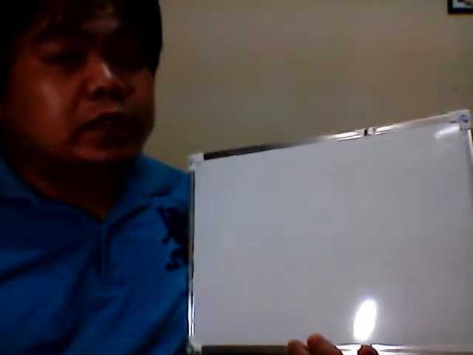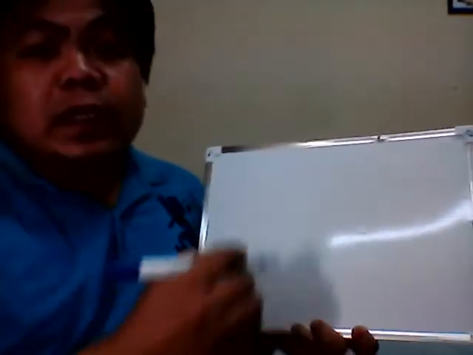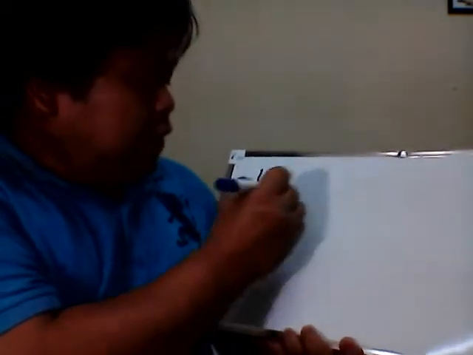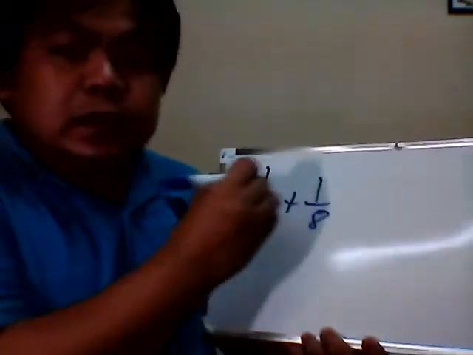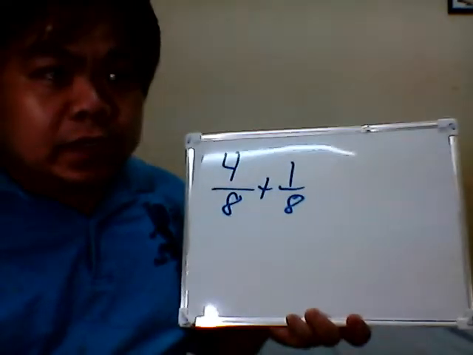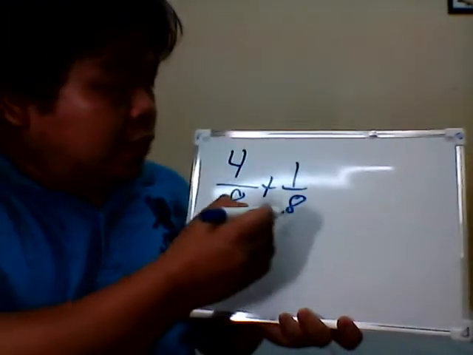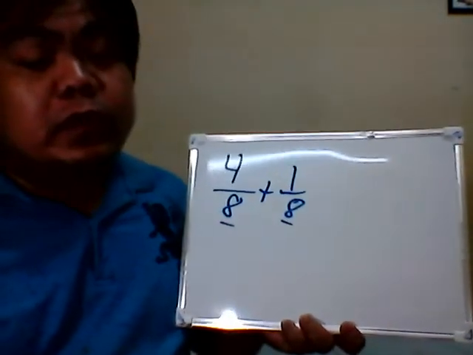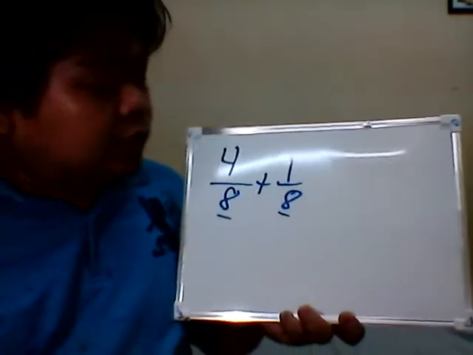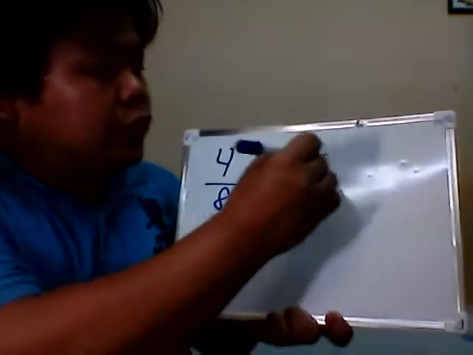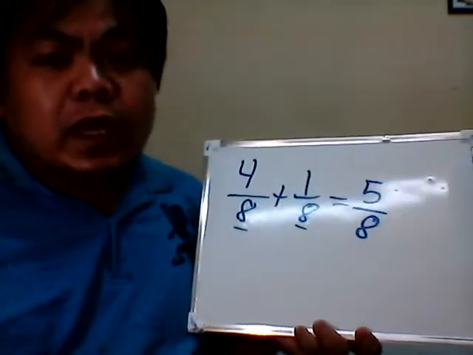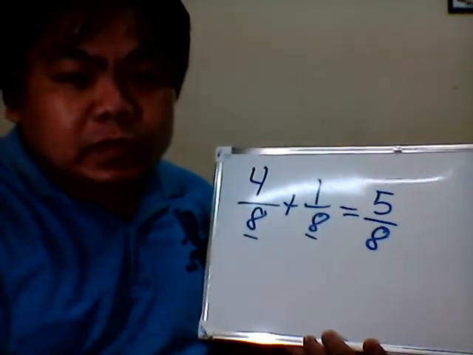Okay, so our first lesson for today is about adding and subtracting fractions. Let me give you some examples of fractions. Let's say 4/8 plus 1/8. What kind of fraction is this? This is the so-called similar fraction because the denominators are the same. If the denominators are the same, or the fractions are similar, you can simply add the numerators and then copy the denominator. That is how you add similar fractions.